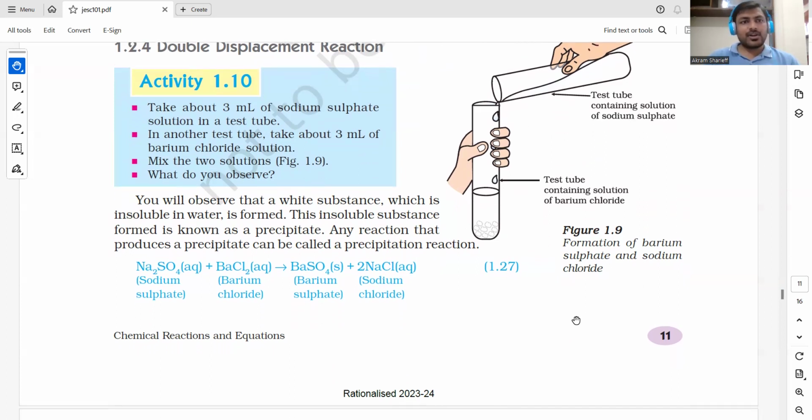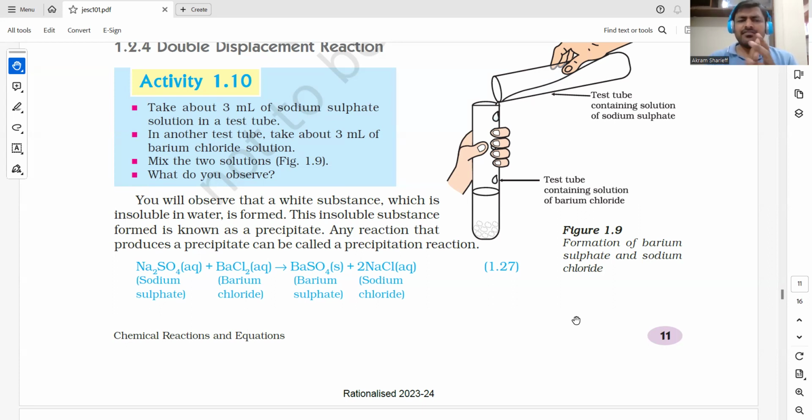So take 3 ml of sodium sulfate in a test tube. In another test tube, take barium chloride. Sodium sulfate and barium chloride, we are adding them, and we are seeing what is going to happen. If you see, Na2SO4 plus BaCl2 is giving you BaSO4 plus NaCl. So there is an exchange of ions in this. The sulfate ion, which was with sodium, has gone to barium. The chloride ion, which was with barium, has gone to sodium. There is an exchange of ions in this reaction. Such a reaction is called double displacement reaction.